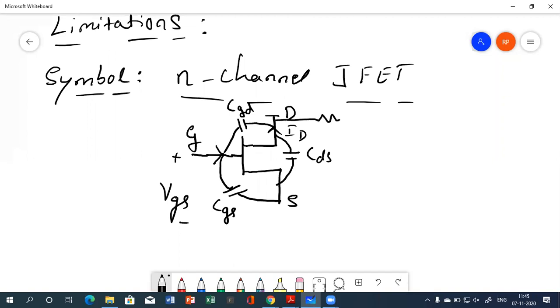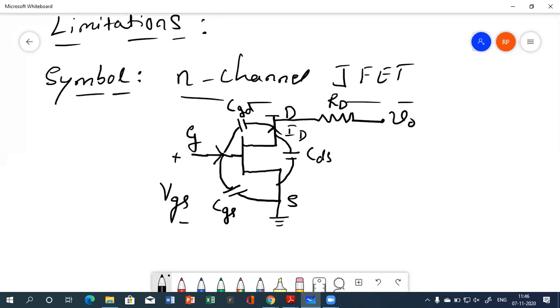To measure the output, we connect one resistor here. That resistor is nothing but the drain resistance, we call it RD. That is the current limiting resistor at the drain terminal. And the source terminal is always connected to ground, so the source is common between the gate and drain. Looking at the symbol with the capacitors and the resistors, we can say that VGS is the input voltage, ID is the output current.